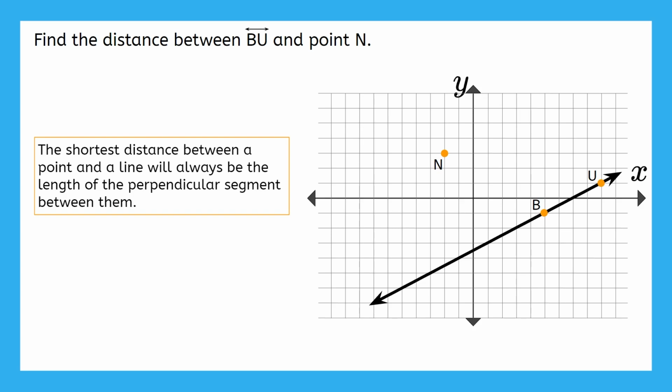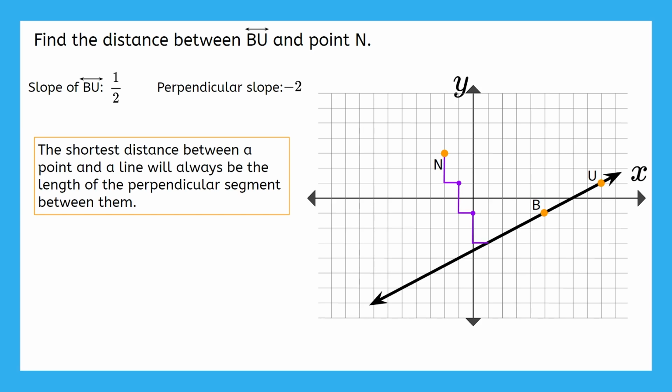So let's see, what's the slope of line BU? The slope of line BU is +1/2. So what would be the slope that's perpendicular to that? Flip it over, take the opposite sign, and we get -2. Okay, so I need a line with a slope of -2 to go from line BU to point N. I don't know where that's going to land on line BU, but I know that point N has to be on it. Let's start at point N and follow our rise of -2 and our run of +1 to find the next point.